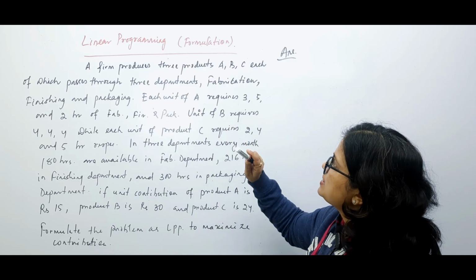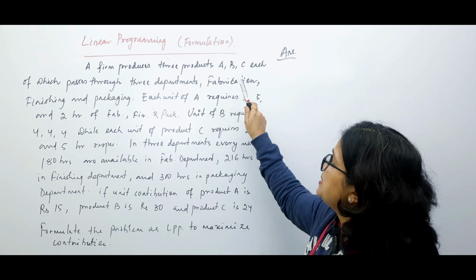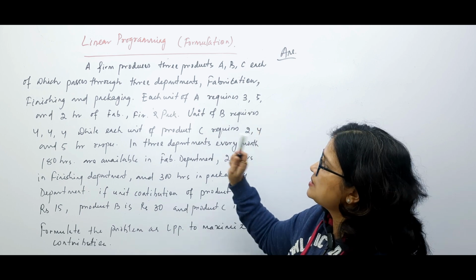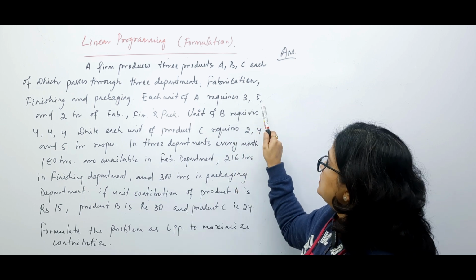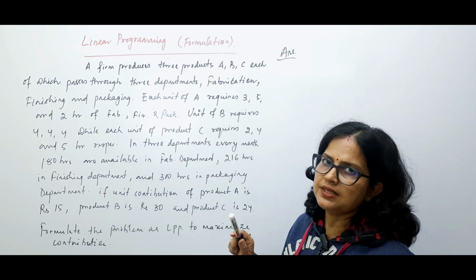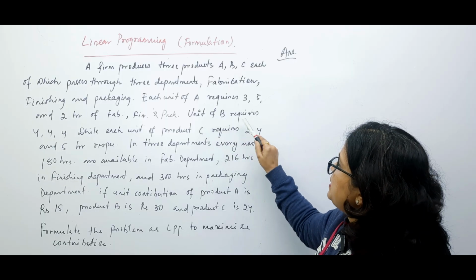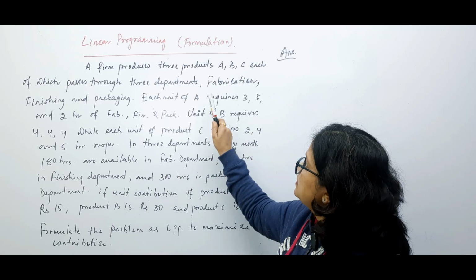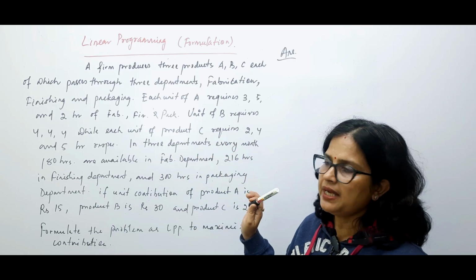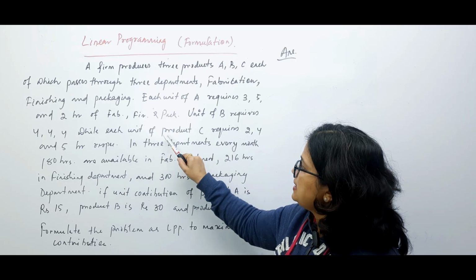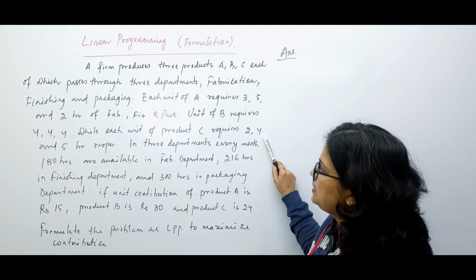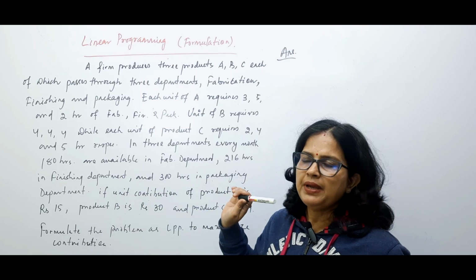Means we are manufacturing 3 types of products A, B and C. Each unit of A requires 3 hours for fabrication, 5 hours for finishing and 2 hours for packaging. Like this, each unit of B requires 4 hours for fabrication, 4 hours for finishing and 4 hours for packaging, while each unit of C requires 2 hours for fabrication, 4 hours for finishing and 5 hours for packaging.